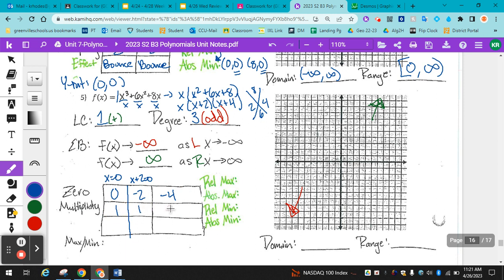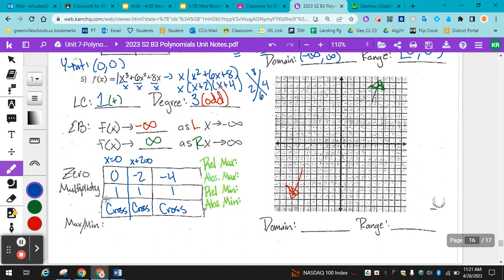Multiplicities are 1 all the way across, so that will be cross, cross, cross. Remember, multiplicities of odds cross or cross flatten. Odds like 1, 3, 5, cross flatten. And then even multiplicities bounce. So if these are crossing at 0, negative 2, and negative 4, we're just going to cross through it, cross through it, cross through it. Looks like an N, I think.